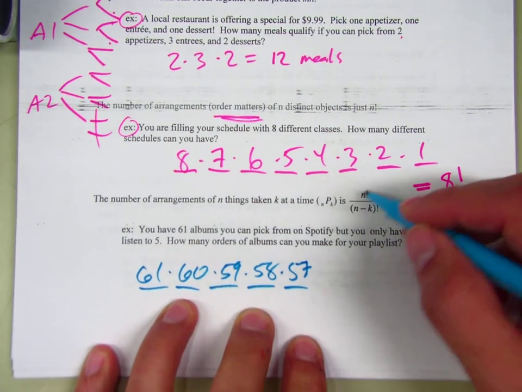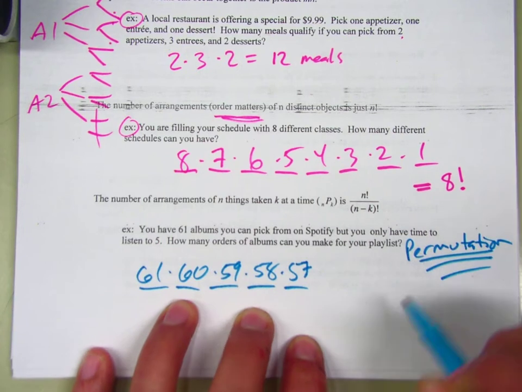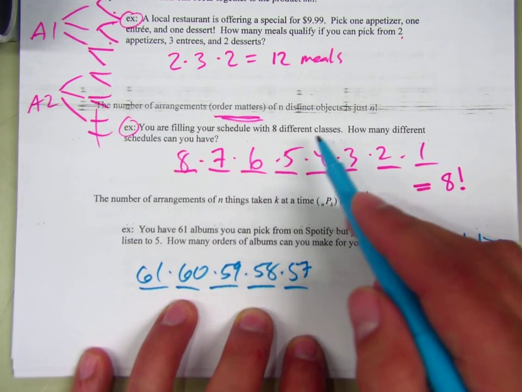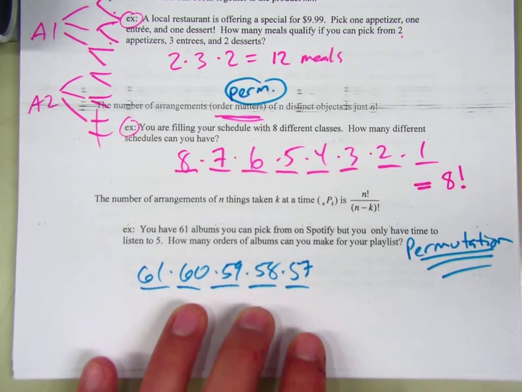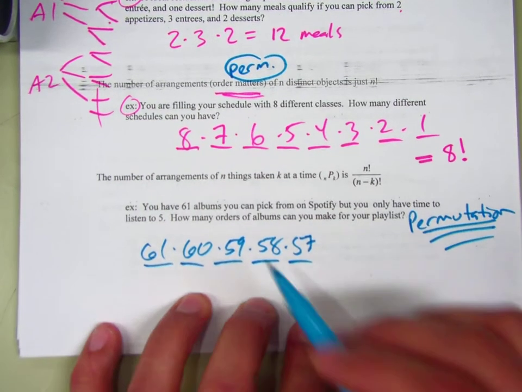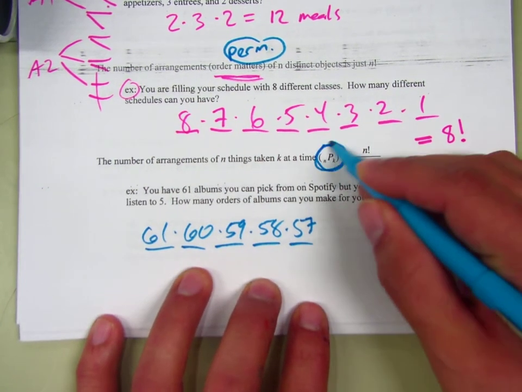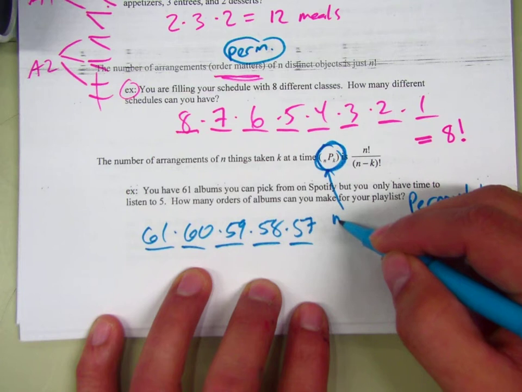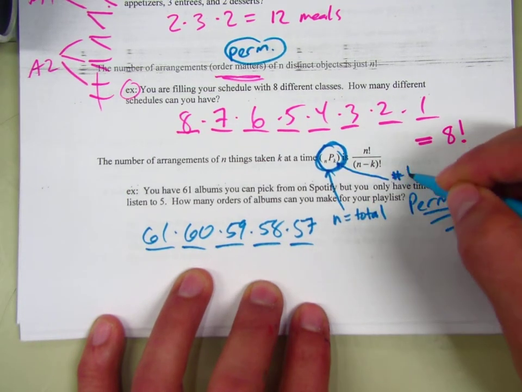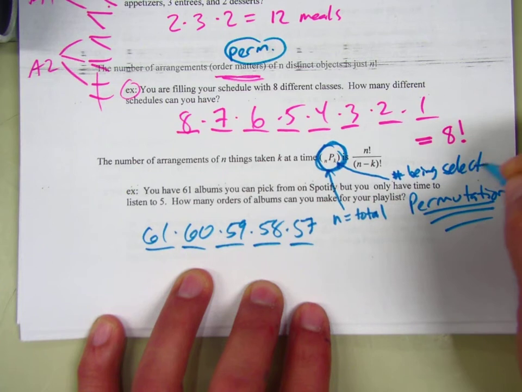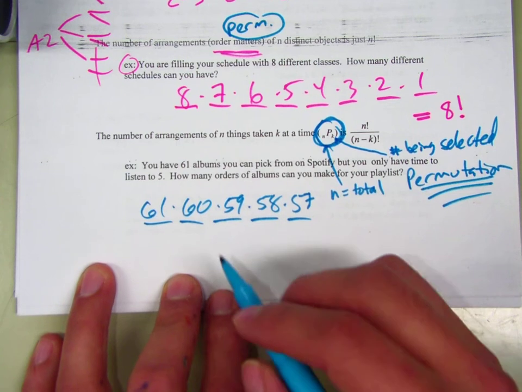However, you should also learn that this is called a permutation. Anytime the order matters, that's called a permutation. Okay? And on the calculator, there's a way of doing this without writing them all out like this. It's this notation right here. N is the total. And then K is the number being selected. So if I wanted to figure this out using this notation in the calculator, n would be what?